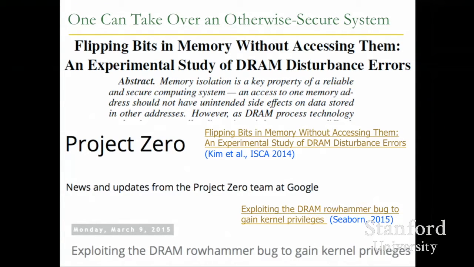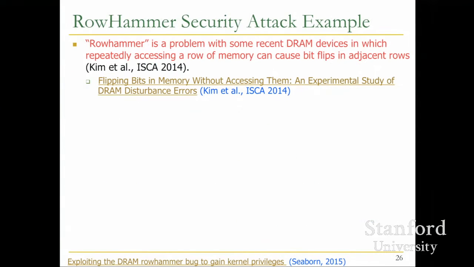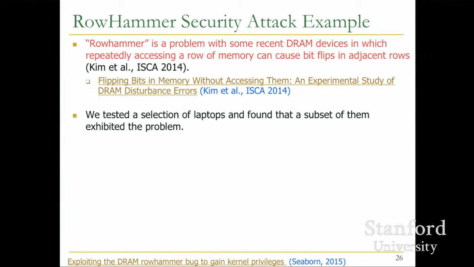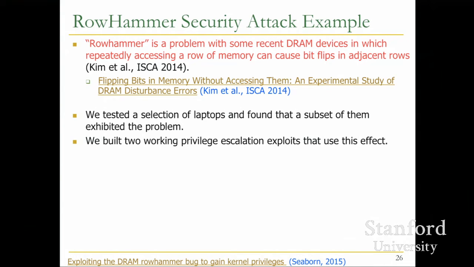What they did was they exploited this bug to gain kernel privileges. And I'll copy from their blog post, basically, for this slide. They tested a selection of laptops, and they found that they're vulnerable to this problem. And they built two different privilege escalation exploits that use this. And you can read it in more detail.